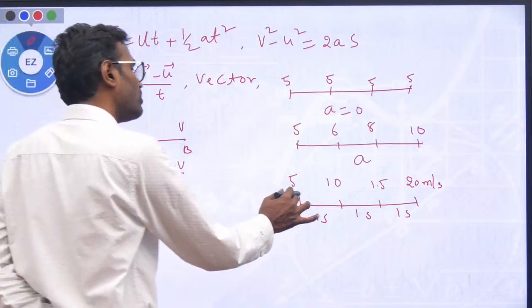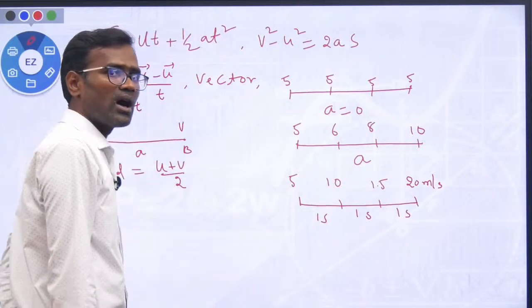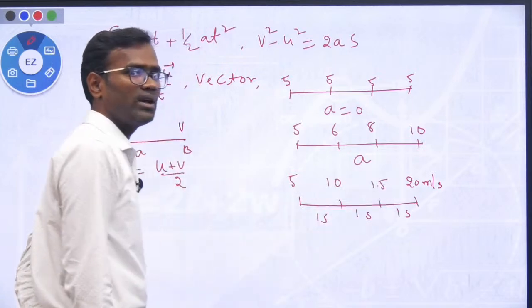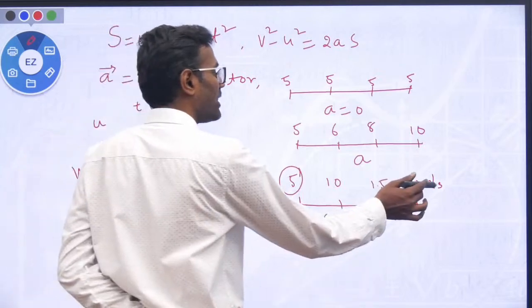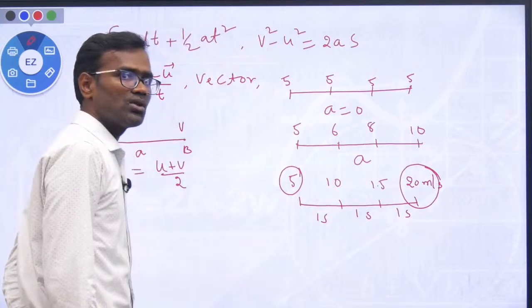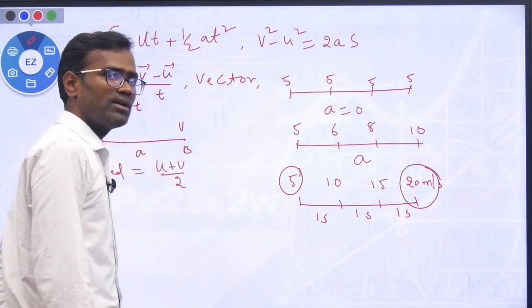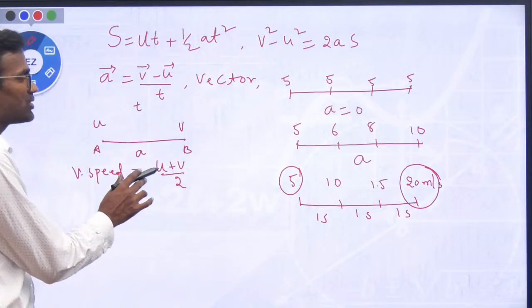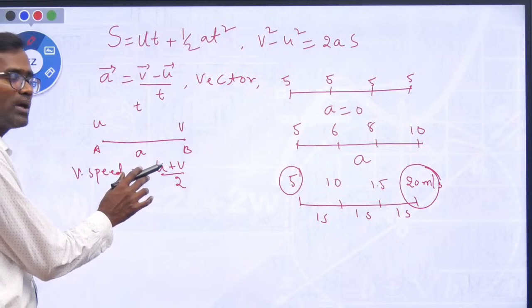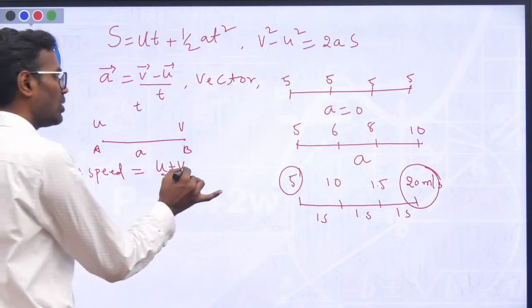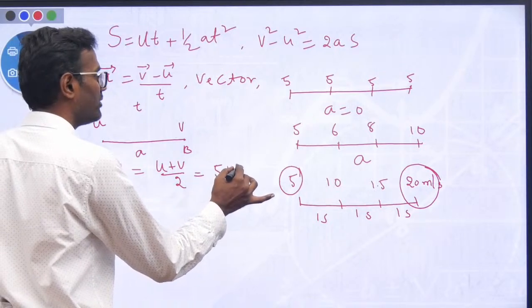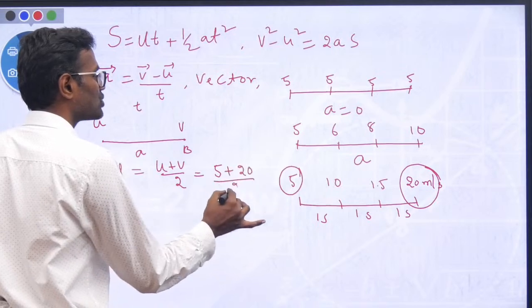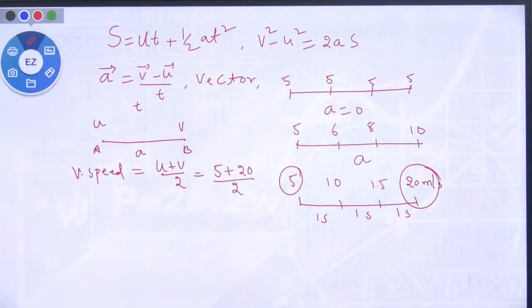So if the body is moving with uniform acceleration, velocity increases gradually. Initial velocity is 5, final velocity is 20. How to calculate the average velocity in this case? Use this formula, (u plus v) by 2. Substitute the u value and v value: 5 plus 20 by 2, so 25 by 2, 12.5 meter per second. This is your answer.